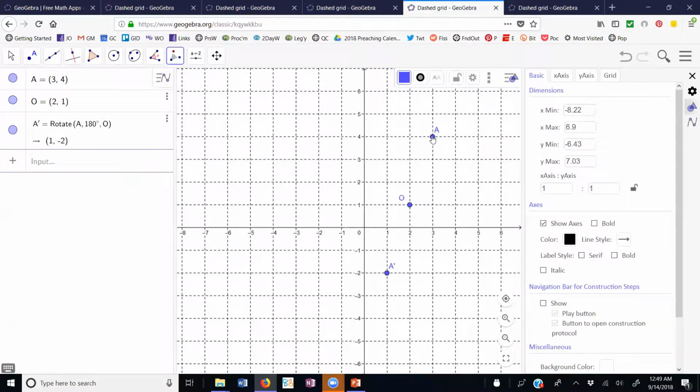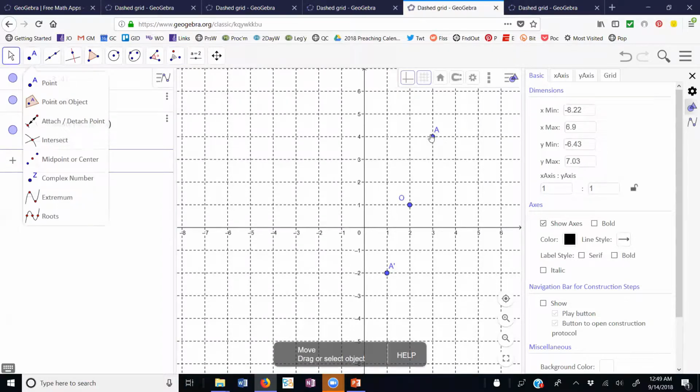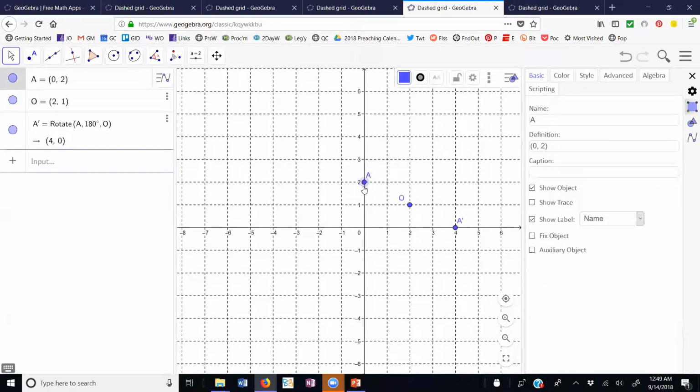Here we are. If I move point A, maybe right here, 180 degree rotation, down 1 over 2, down 1 over 2. The even more interesting case, though, is going to be rotating through 90 degrees.